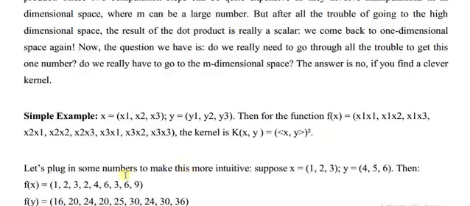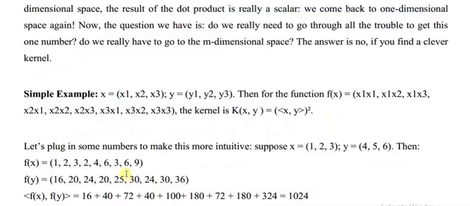Let us plug in some numbers and make this more understandable. Suppose I have x equal to 1, 2, 3 and y equal to 4, 5, 6. First, let us find f of x. Here x1 is 1, x2 is 2, x3 is 3. Let us substitute the values of x1, x2, x3 in f of x. x1 into x1, that is 1 into 1, so the answer is 1. Then 1 into 2, answer is 2. 1 into 3, answer is 3.